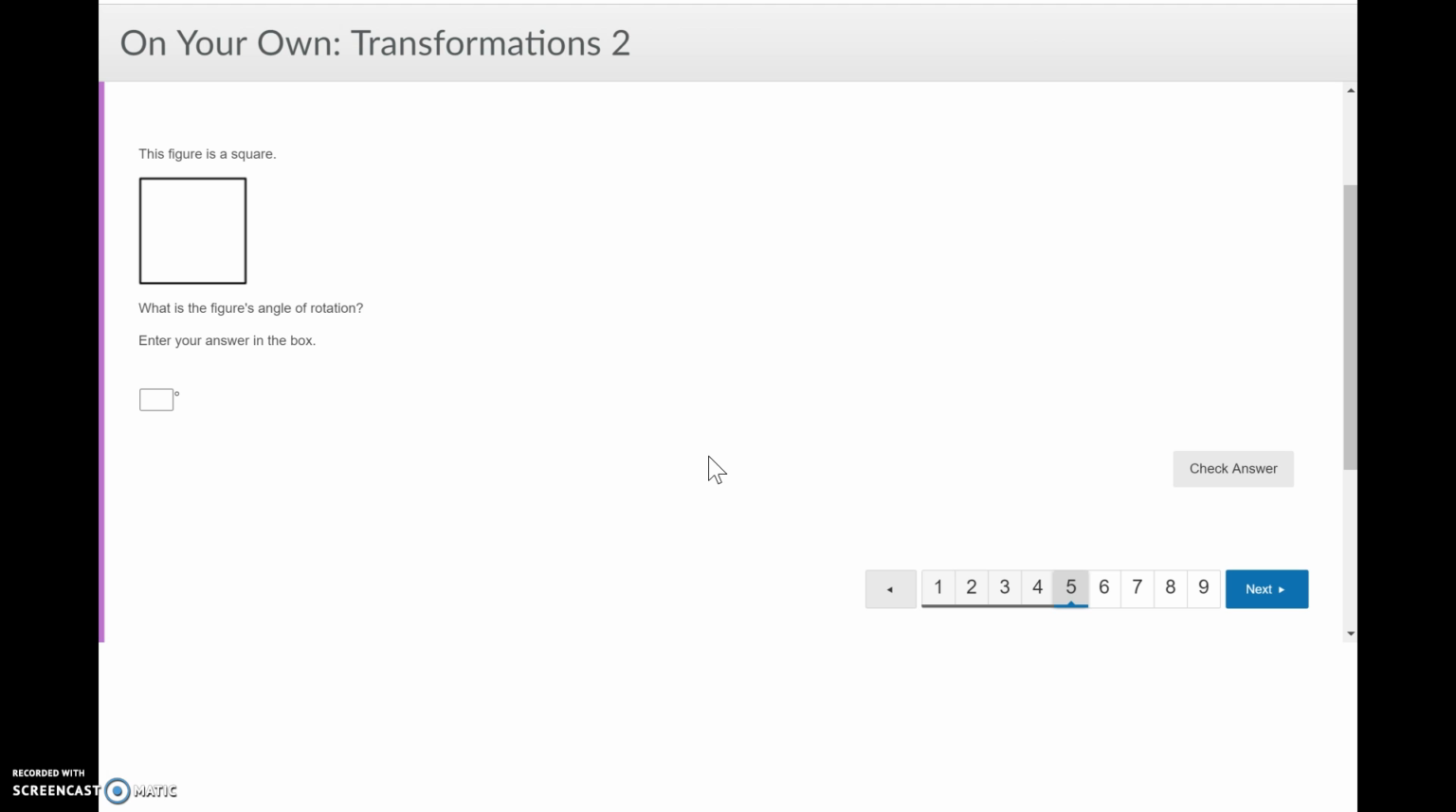Alright, this figure is a square. What is the figure's angle of rotation? Squares have all equal sides, so that means we can take the total degrees in a circle, 360, and divide by the number of sides, which is 4, and that would give us 90.